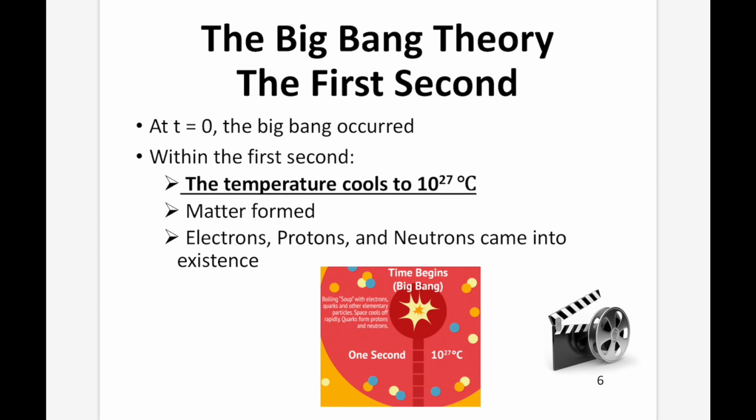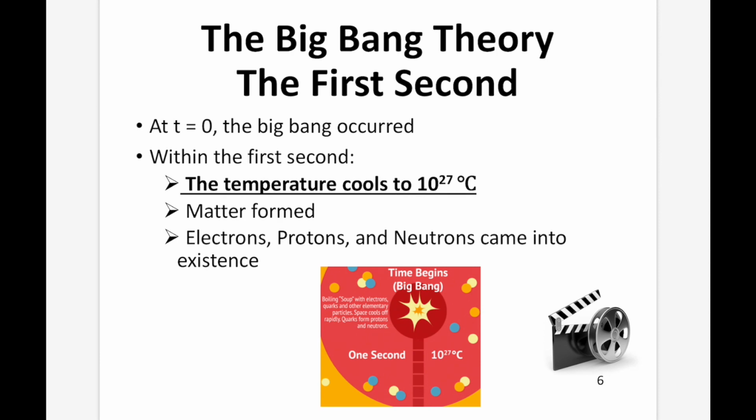And the reason we don't know what happened at time 0 is that the mathematics get really funny when you start talking about an object that is that dense. So instead of trying to explain something that we simply can't explain yet, we start just after the Big Bang. So within the first second after the Big Bang, we're going to get a drastic cooling of the universe. The temperature is going to cool to 10 to the 27 degrees Celsius, which is still extremely hot, but not as hot as it was at the Big Bang.